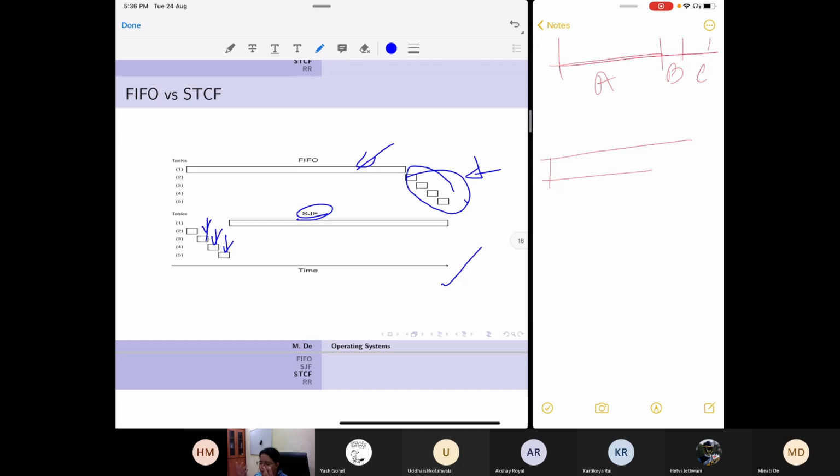Okay, so what can you think? What do you think? The natural thinking. If you want to just forget about turnaround time and all, let's say we want to improve response time in your system. So what should be your policy? Can you think about something, some policy?